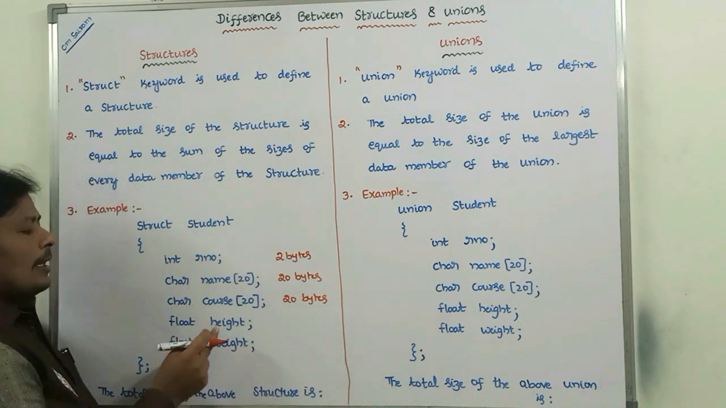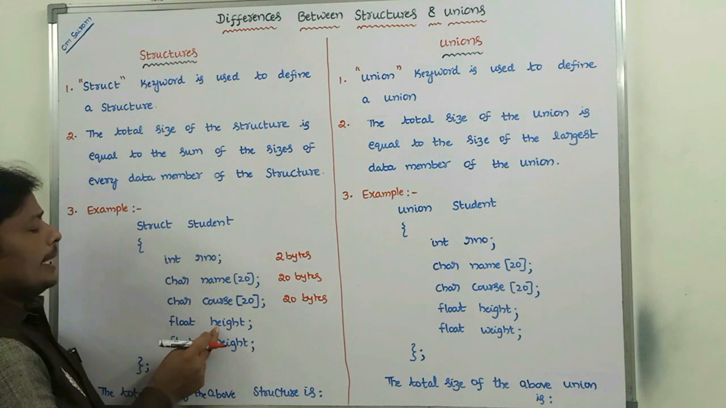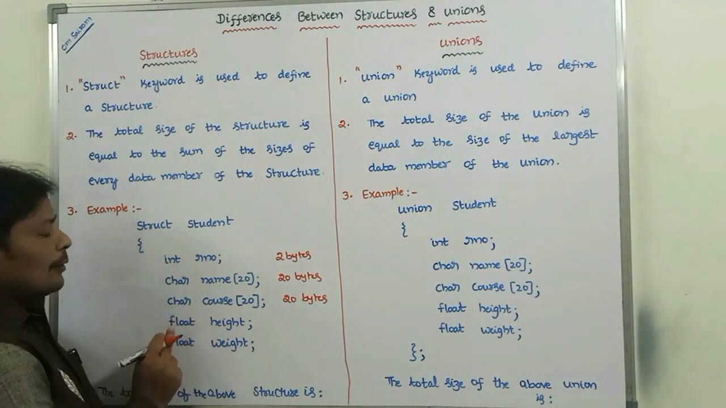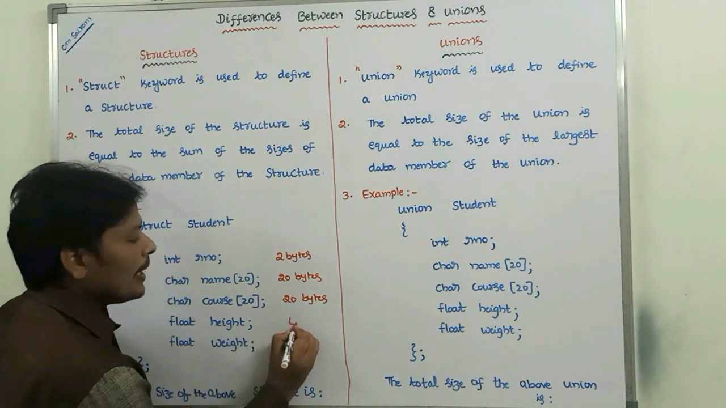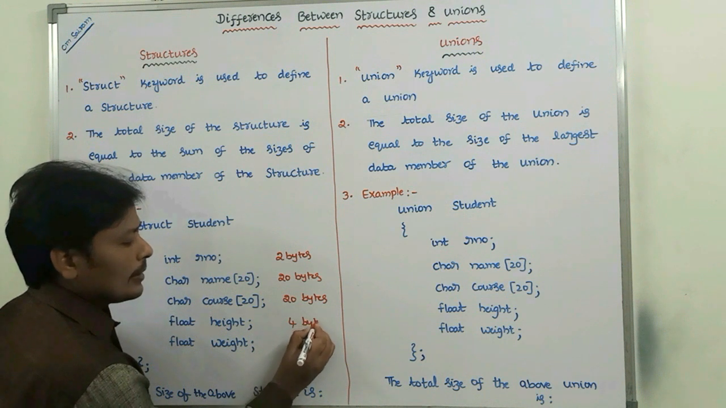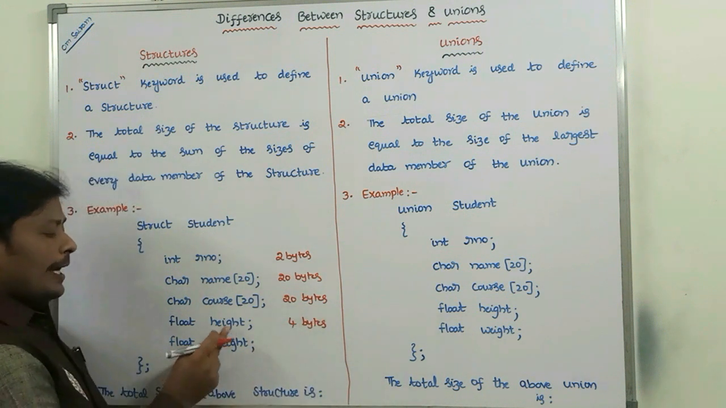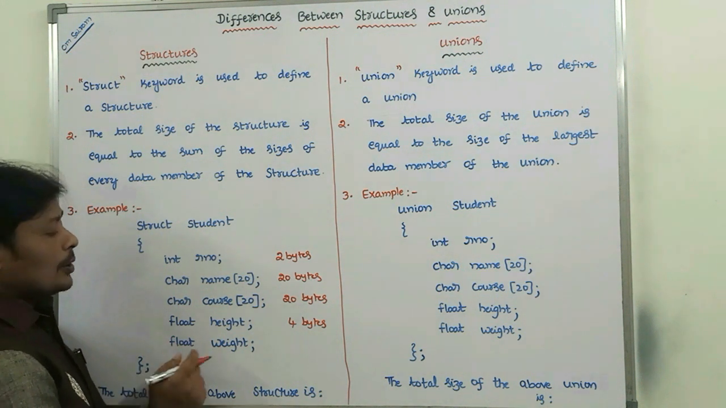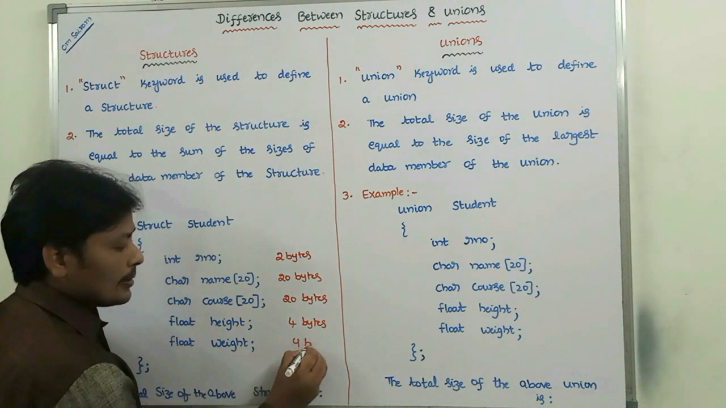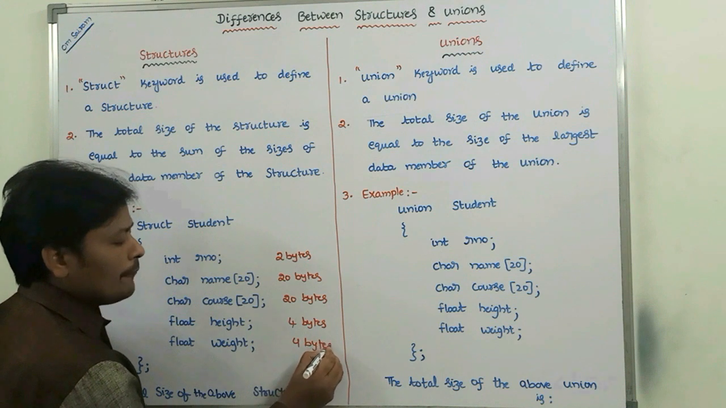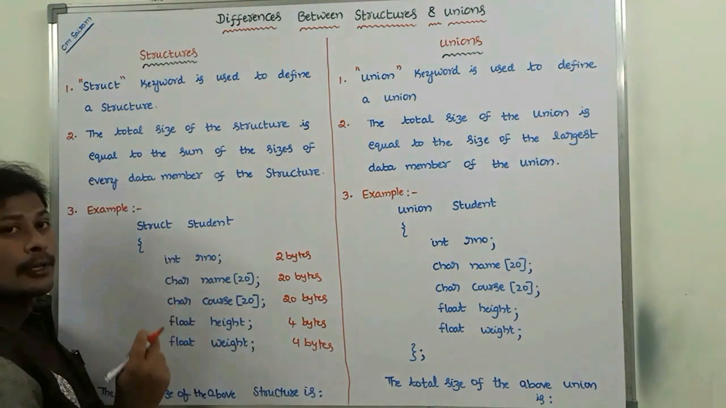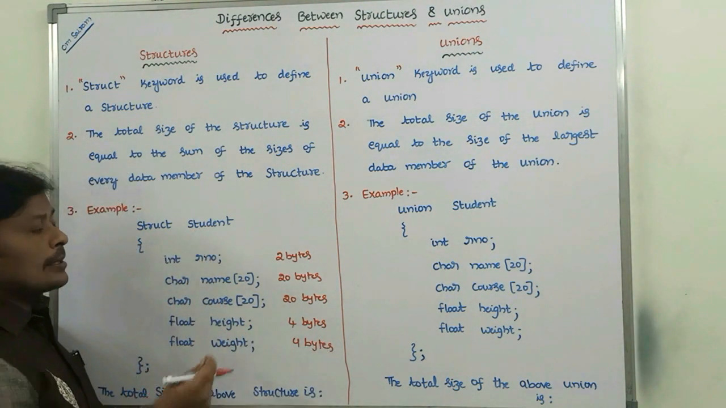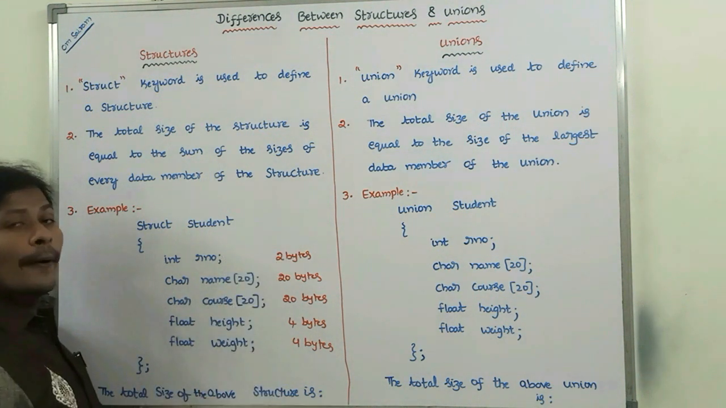Next, the height data type is float. How many bytes does float occupy? 4 bytes. The weight data type is float. So float occupies 4 bytes. So each and every data member of the structure student occupies this much amount of memory.